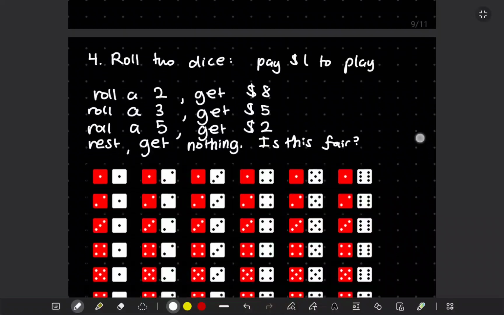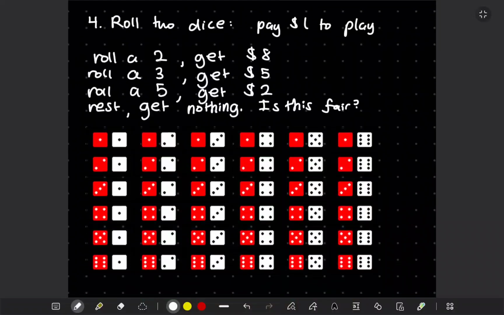Okay, so then let's try it again with this next problem. So in this case, the game is a little bit different. Instead of picking something from the raffle, it says I roll 2 dice.